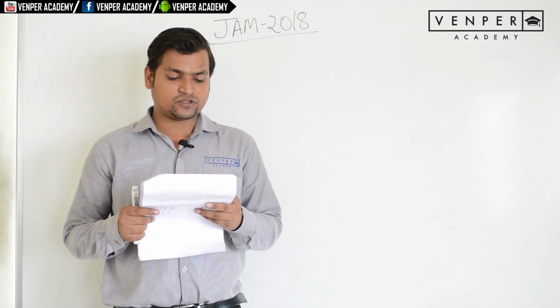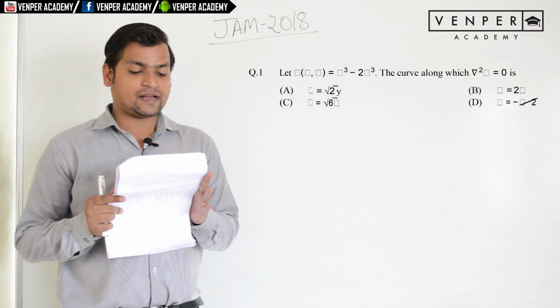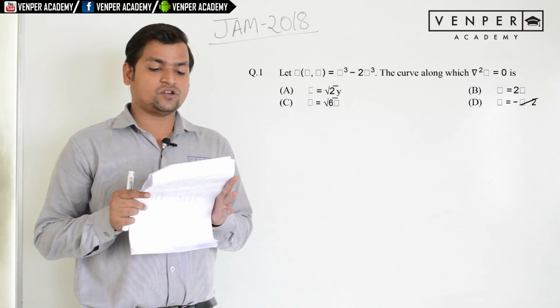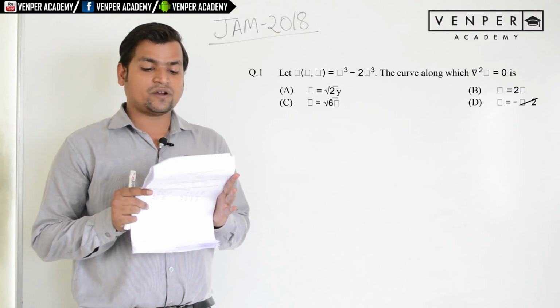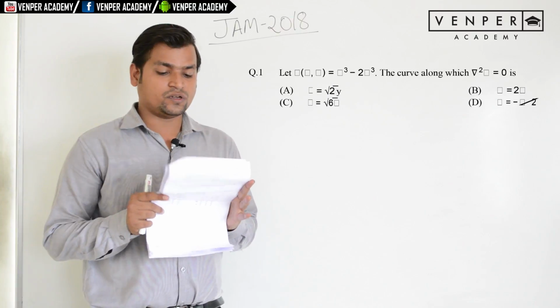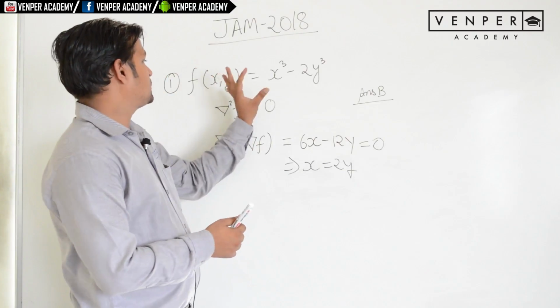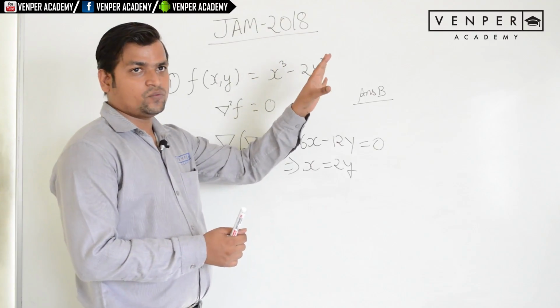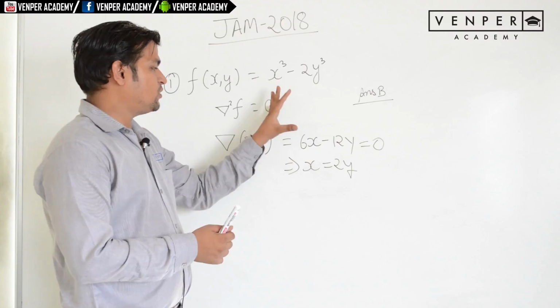So here I am going to start. Question number 1. Let f(x, y) equal x cube minus 2y cube. The curve along which del square f is equal to 0 is. Okay, see here in this question they have given one function, x cube minus 2y cube, and they are saying that its Laplacian operator is equal to what?